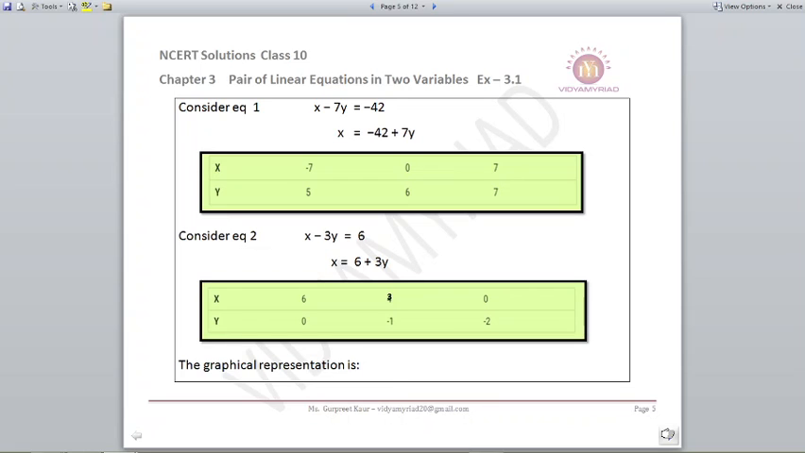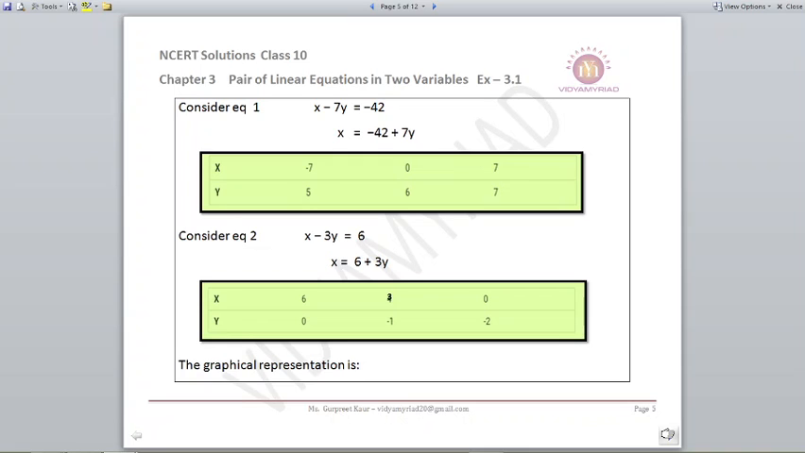Now here we are going to find out the values of x and y using hit and trial. So if I assume my y as 5, 7 fives are 35. Minus 42 plus 35 will get minus 7. If I assume my y as 6, 7 sixes are 42, so minus 42 plus 42 is 0. If I assume my y as 7, 7 sevens are 49 and 49 minus 42 is 7.